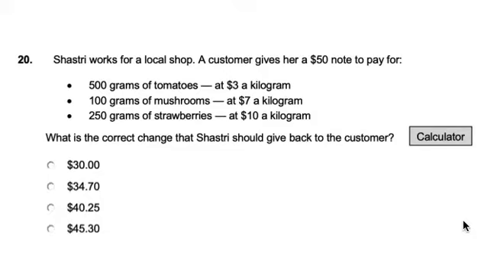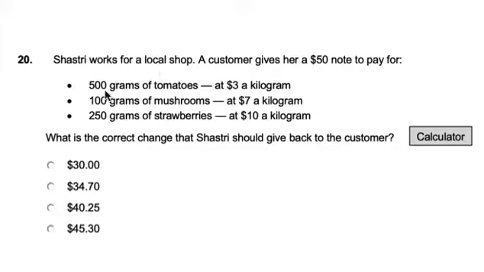So the first thing we should note is that, actually let's read through first. I don't want to butcher this name, but Shastri works for a local shop. A customer gives her a $50 note to pay for, and the customer is buying 500 grams of tomatoes at $3 a kilogram. So let's stop there. $3 a kilogram. That's a rate. So rate is definitely one of the concepts we needed. And if you look, we have grams here and kilograms here. So that's why we would need to understand how to convert between the units.